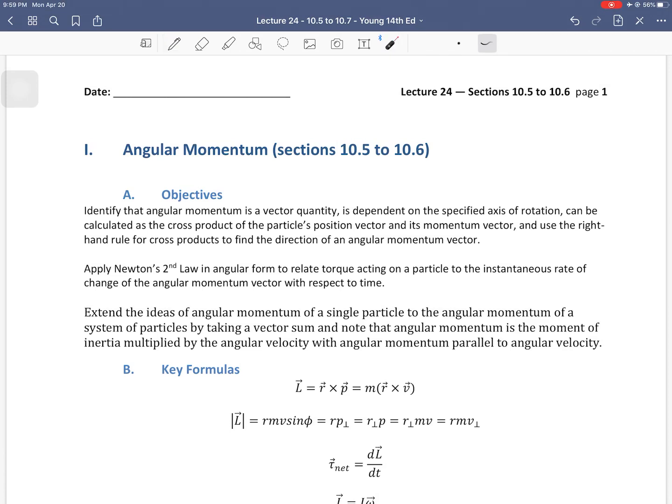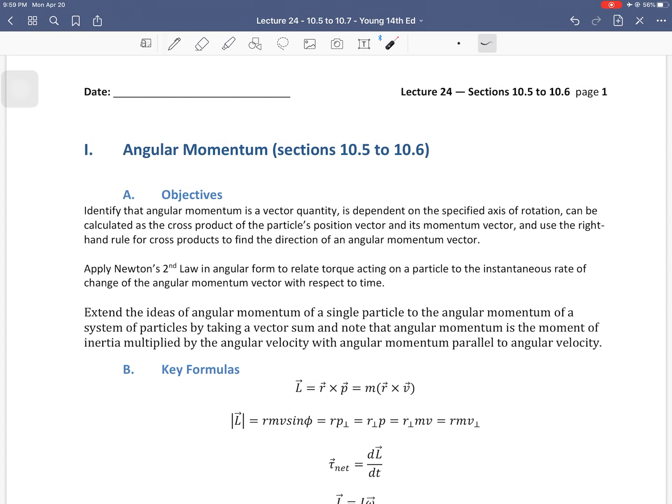Hello, and welcome to part 1 of lecture 24, covering sections 10.5 and 10.6, which are the end, or nearly the end, of the chapter on rotational motion, or the second chapter on rotational motion in Young 14th edition. The topic here is angular momentum.